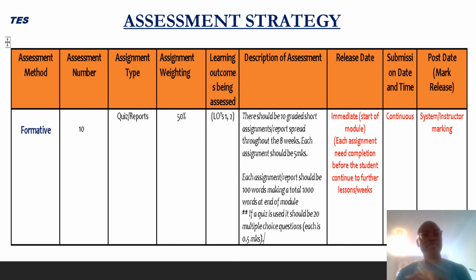So as and when they do the week, if the week in which the assessment is, they have to take it before they can move to the next week or the following week. Okay. Then how would the grade or the marks be posted? It can either be the system marking it or the instructor marking it and giving some feedback.